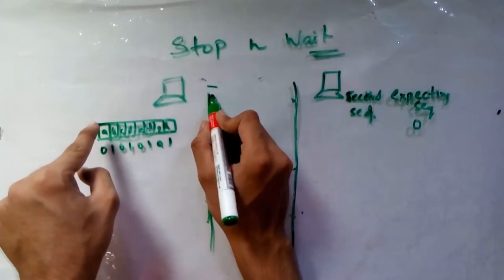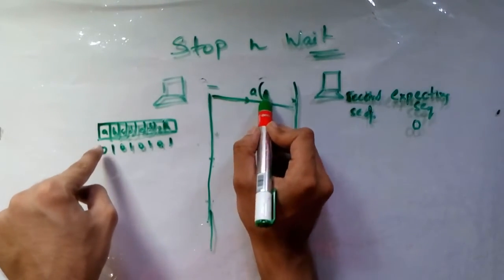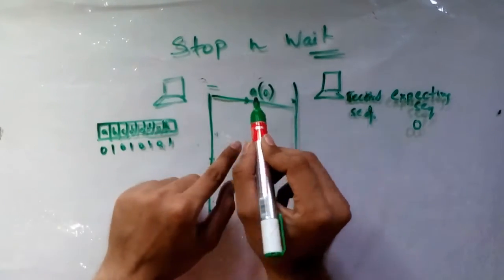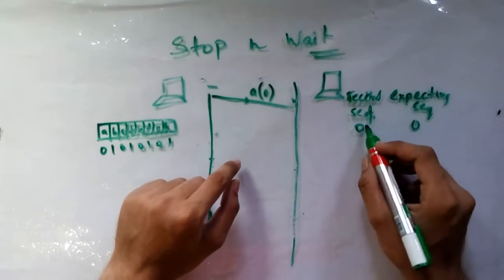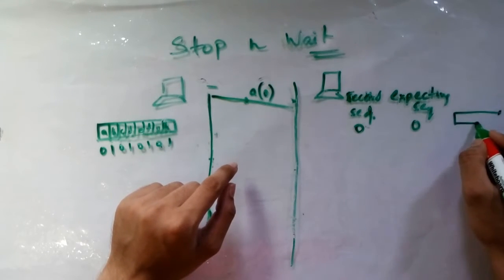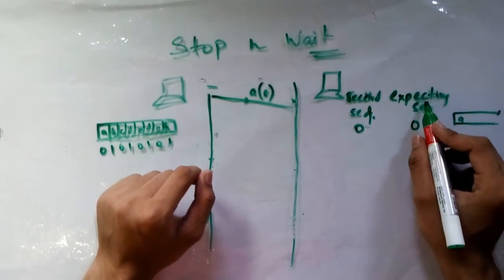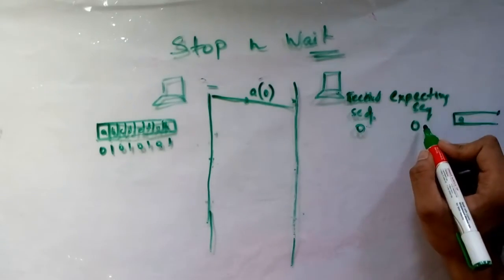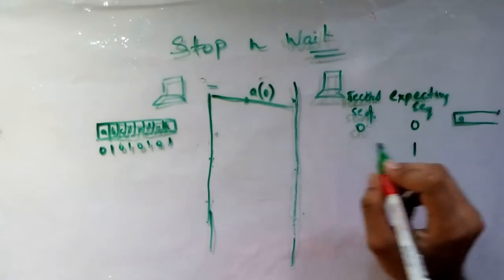Okay, so now let's see how this avoids the situation. First packet would be what? A, with sequence number what? 0. What has been received? 0. What was it expecting? 0. Since it was expecting and it has received 0, it knows that correct data has been received. It stores A. After 0 has been received, it knows that next sequence number would be 1. So it is now expecting 1.